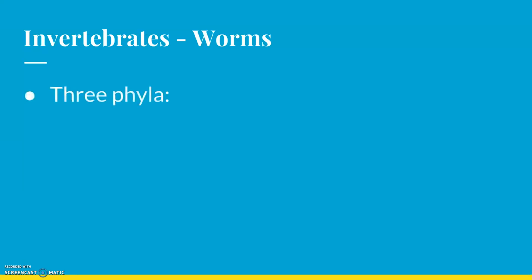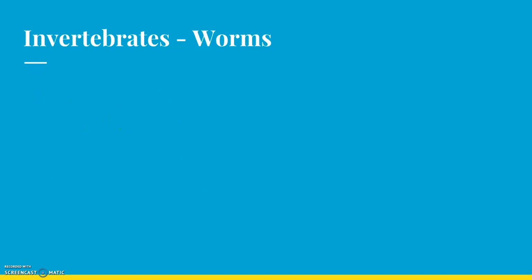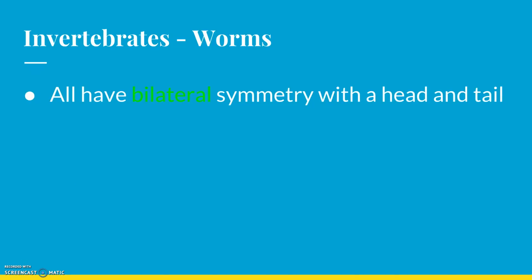There are 3 phyla of worms: flatworms, roundworms, and segmented worms. So I'm pretty sure you could infer what shape flatworms are going to be. They're going to be flat. And then you could infer what shape roundworms are going to be. They're going to be round. Segmented worms, you might know what that means if you know what the word segment means. If not, I'm going to teach you here in a few minutes, so don't stress out too much yet.